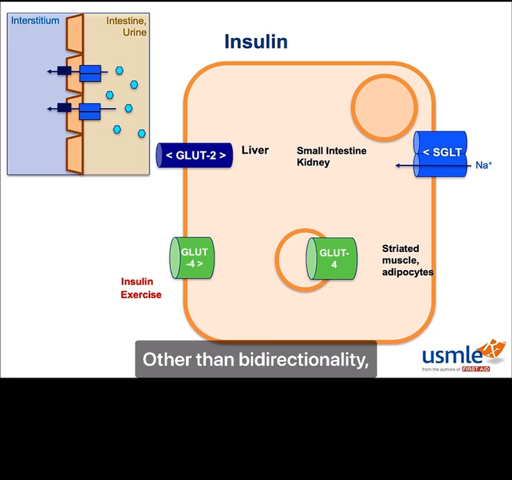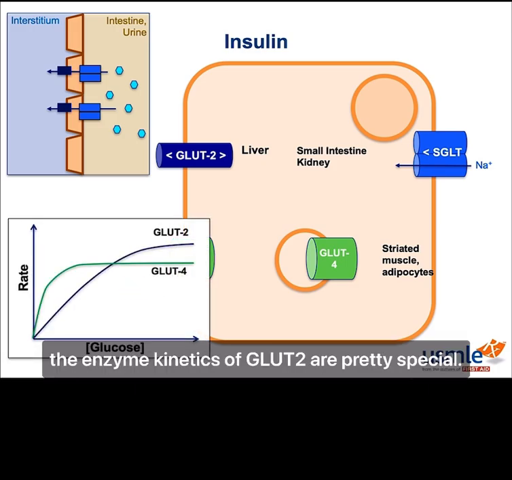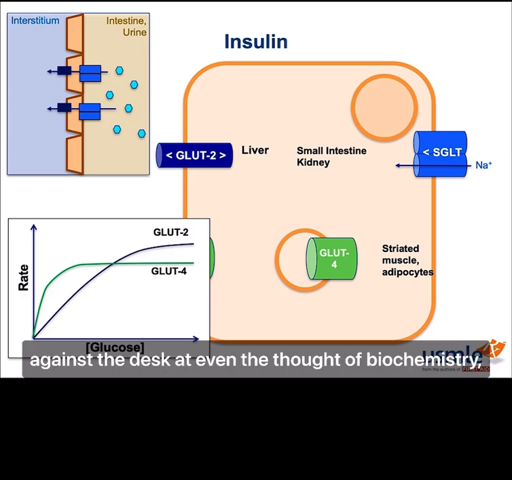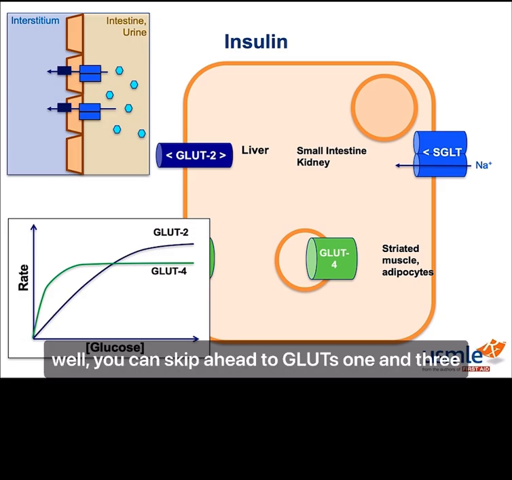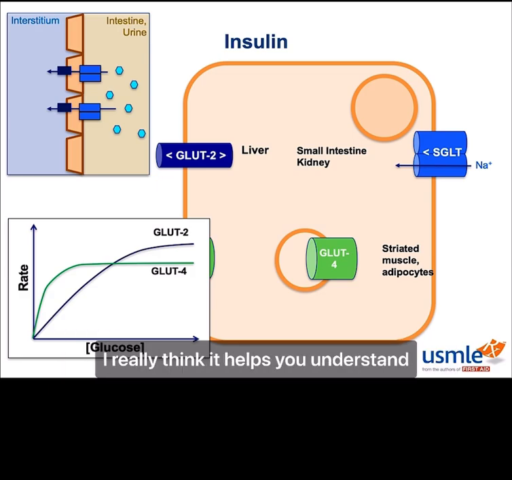Other than bidirectionality, the enzyme kinetics of GLUT2 are pretty special, and for those of you who want to smack your heads against the desk at even the thought of biochemistry, well, you can skip ahead to GLUTs 1 and 3 because this isn't honestly that high yield.